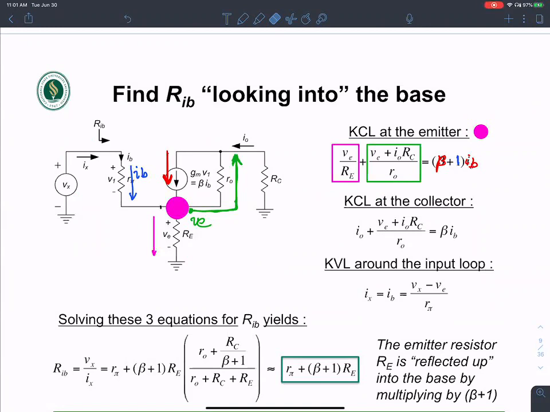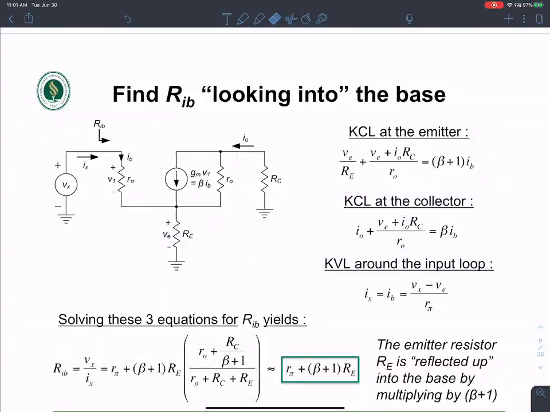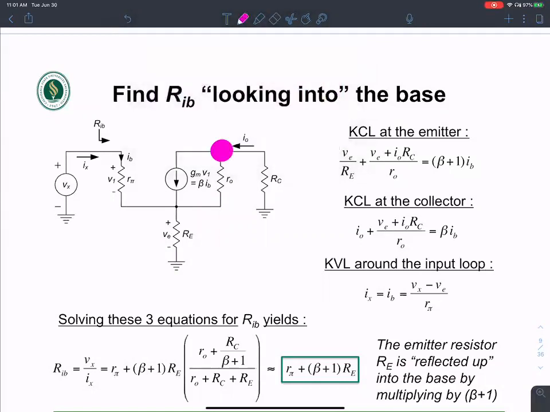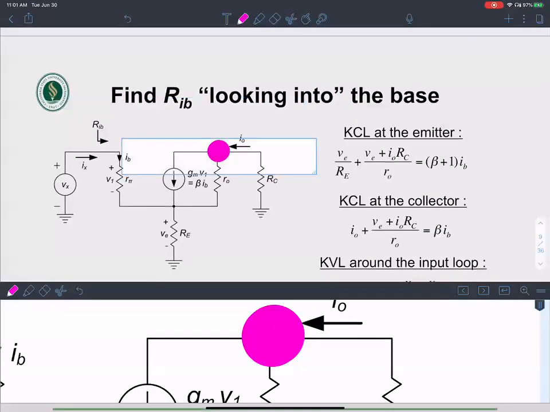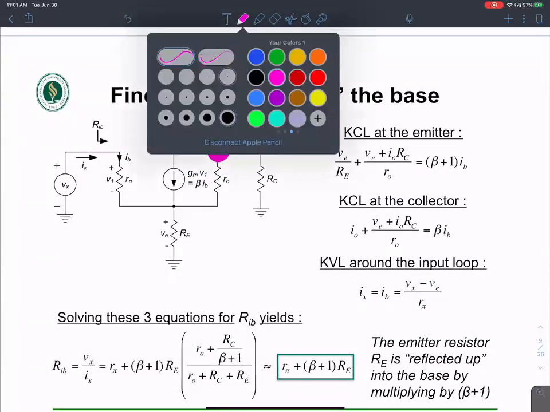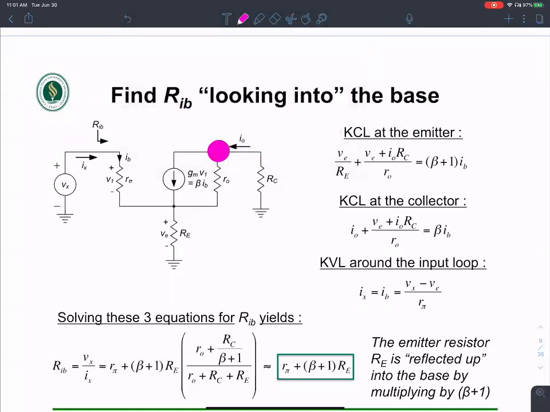So let's do the KCL at the collector. I'm going to erase all of this, just so it doesn't get too crowded. I want to do the KCL at the collector. Let me pick this node, the collector node. That's the node I'm interested in when I'm calculating the current. Now the current leaving.